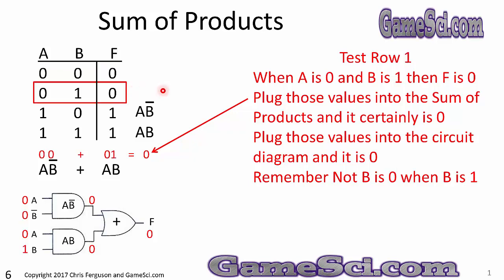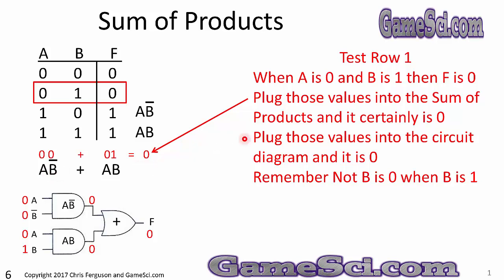Testing row 1 of the truth table. When A is 0 and B is 1, then F should output 0. Plug these values into the sum of products and it certainly is 0. A is 0, not B is 0. Remember, not B is 0 when B is 1. Or 0, 1 for A, B on the input. Well, that's a 0 if you AND them together. That's a 0 when you AND them together. ORing them together outputs a 0.